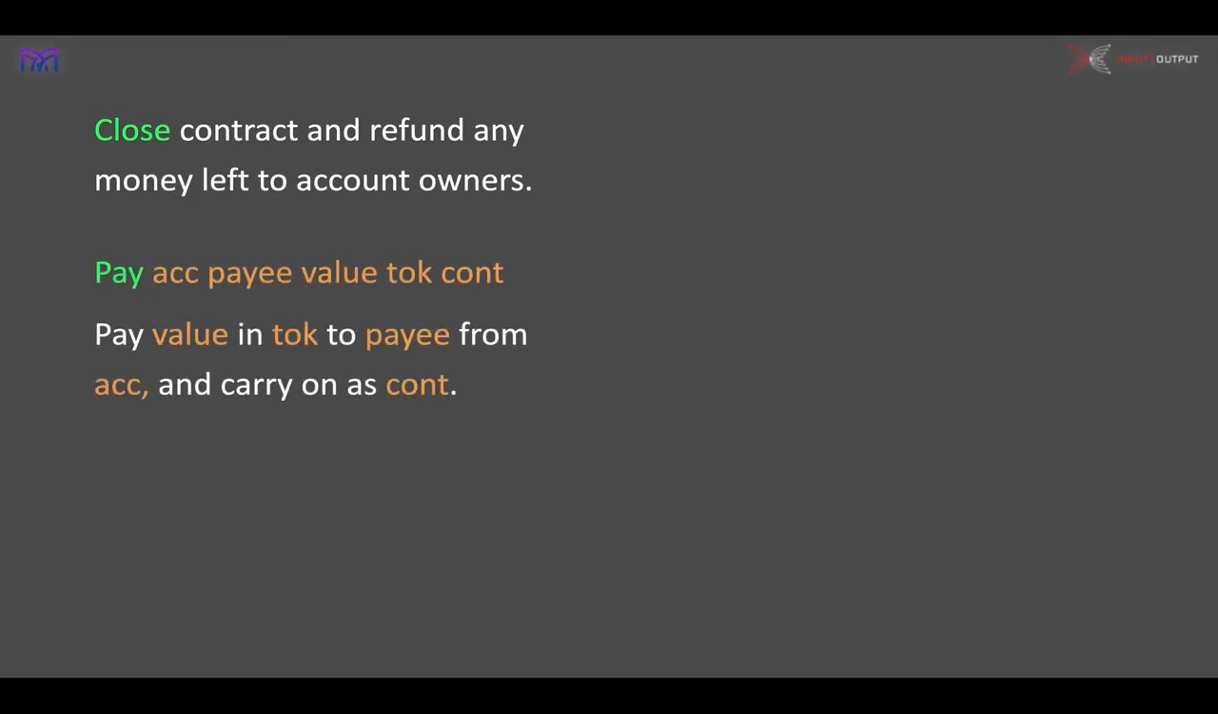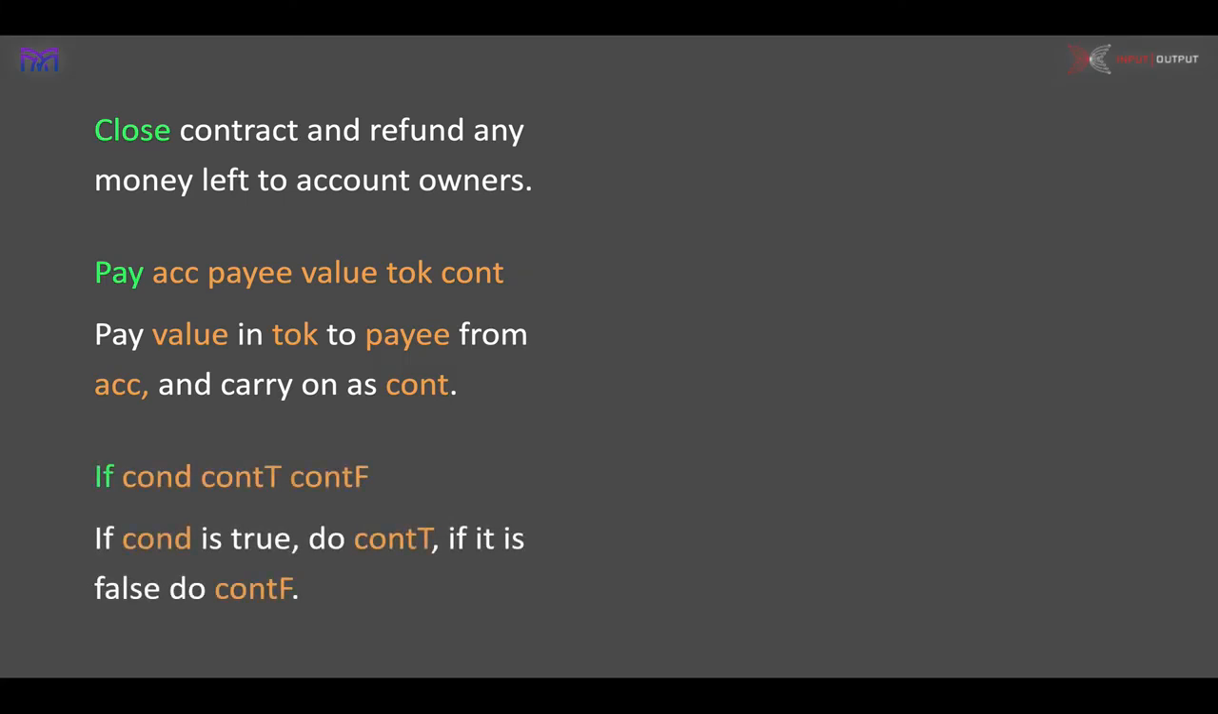What about a payment? Well, a payment is made from an account, here AC, to a payee, the person receiving the amount, and we have a value transferred in a particular token. So typically that will be ADA, but it doesn't have to be. It can be any token that is valid on the Cardano blockchain. And then the final value there is the continuation, what we do next. So we make a payment from AC to the payee of value amount in the token top. And that's what a payment does.